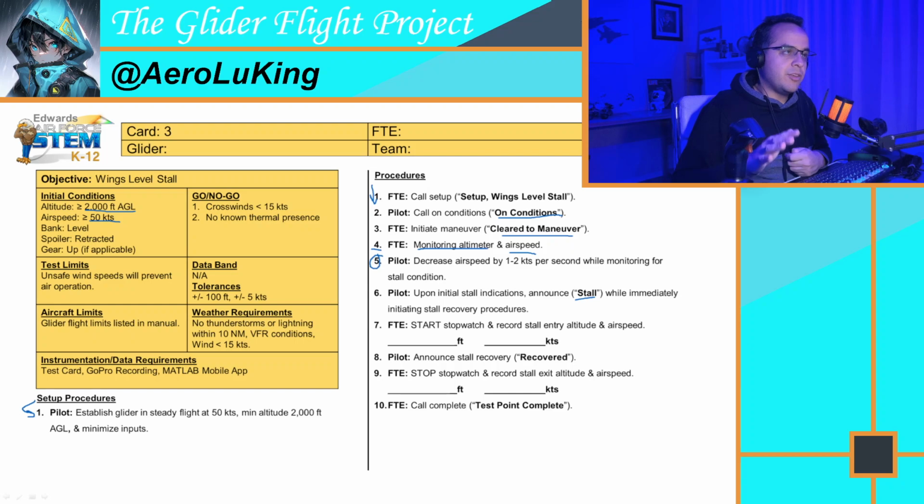Now, you have the ability to redo the card in the event that something caught you off guard and you didn't capture anything. You could always say, can we execute this point or repeat? And you'll say, hey, can we repeat the wings level stall, please? And then they'll say yes if we have the altitude for it. Or if they say, hey, sorry, we got to move on, then you move on.